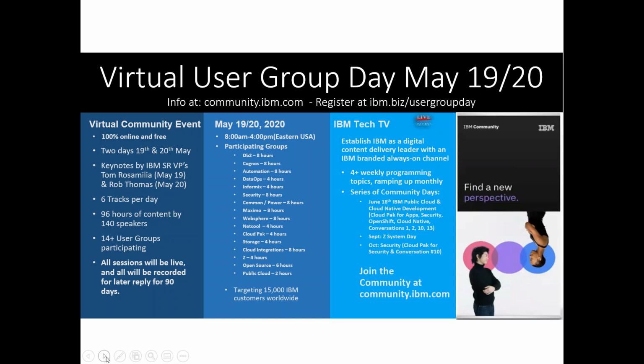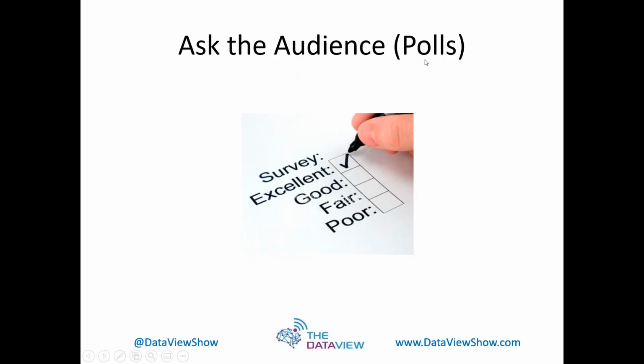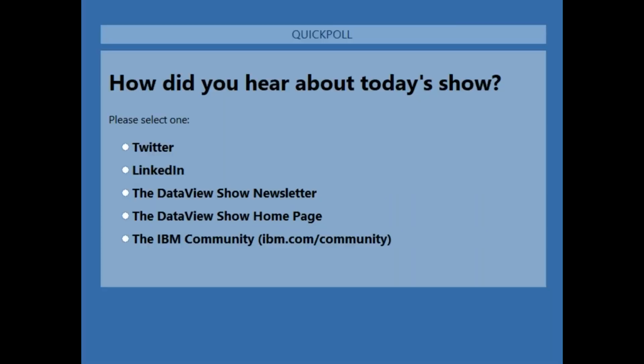All right, what else do I have for you? Ask the audience a polling question. I can do that. Select a poll. Just to make sure our good-looking audience is awake, Tony, I'm going to ask them how they heard about the show today. We do a little bit of Twitter stuff. We did a little bit of promotion on LinkedIn. We've got a newsletter. We've got our homepage that people like to visit. And we're also very involved in the IBM community. We put our events in the IBM community.